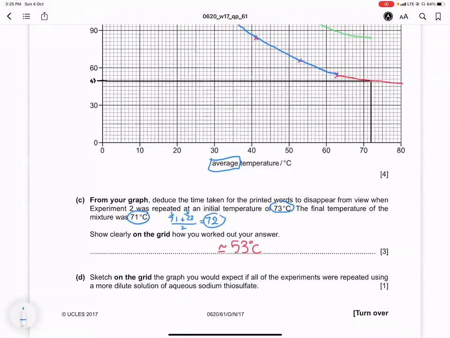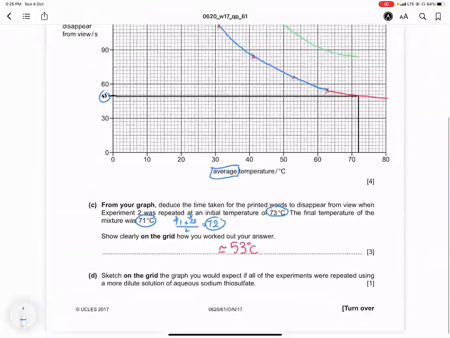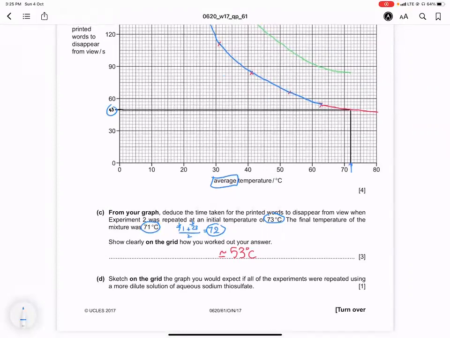So he's asking, what's the time needed for the sheet to disappear at 72 degrees Celsius? You must show your working. The black lines are worth a mark, and the answer, which is around 53 plus or minus 1, is for 1 mark, and degrees Celsius is for 1 mark. So the unit, the showing on the graph, and the number, everything has a mark.